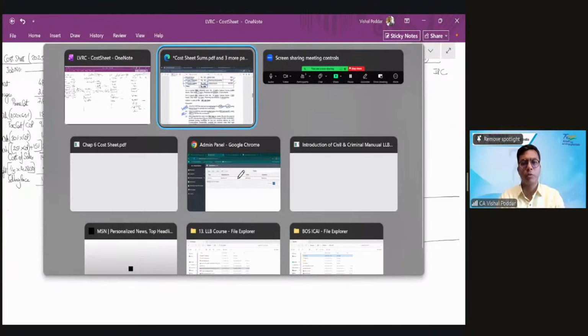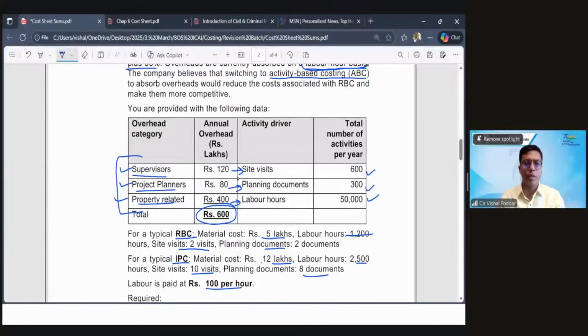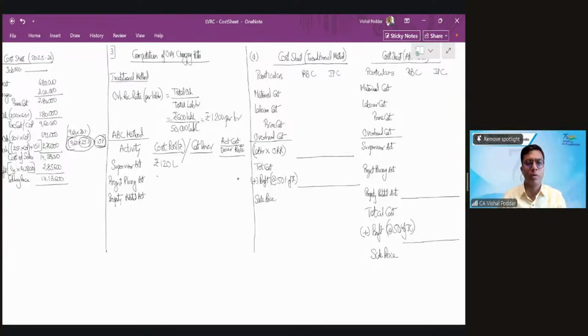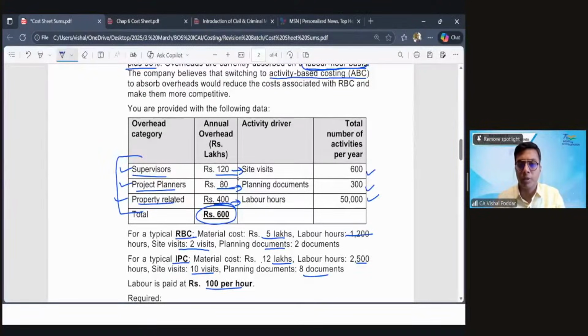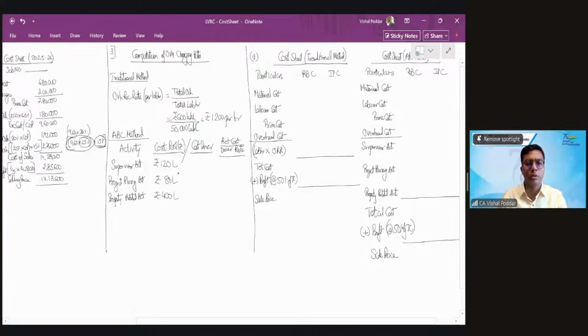Now, individually, the overheads are 120, 80, and 400 lakhs. What are the drivers? 600 visits, 300 documents, and 50,000 hours. Correct?